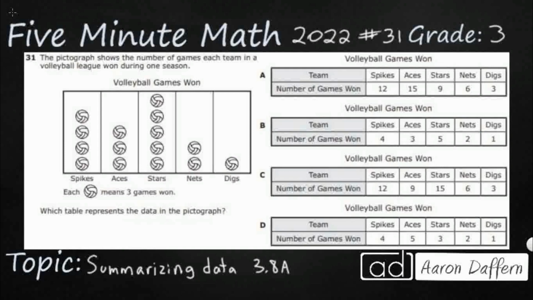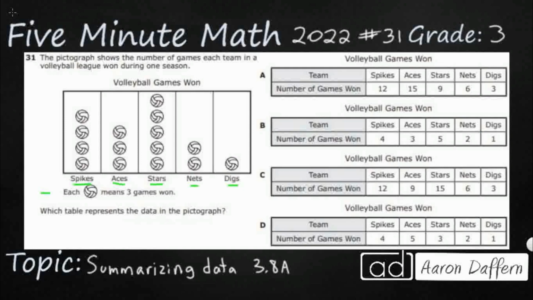So we have a pictograph here that shows the number of games each team in a volleyball league won during the season. The Spikes have 4 volleyballs, the Aces have 3 volleyballs, the Stars have 5, the Nets have 2, and the Digs have 1. Which is funny, these are all volleyball terms. And so here's the key.